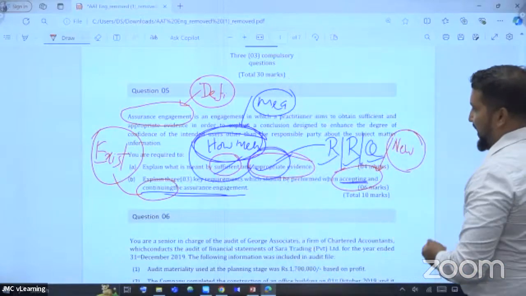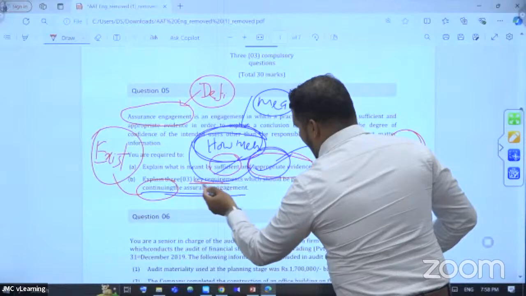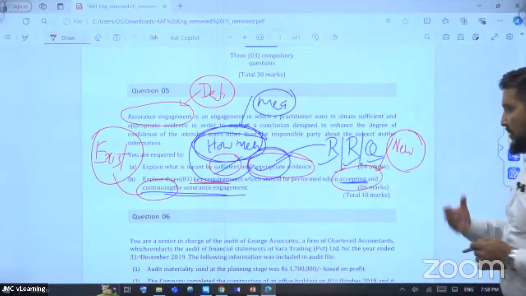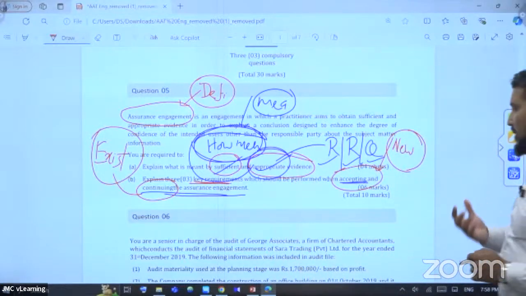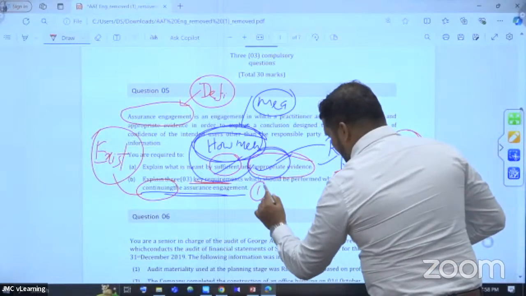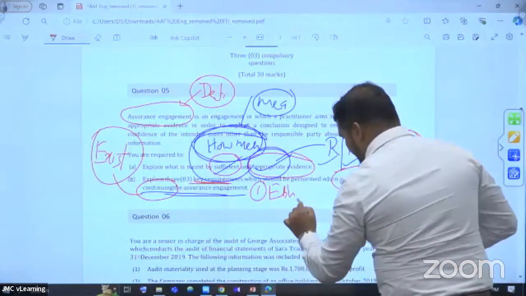So what are the 3 key requirements which need to be performed when you're accepting an assurance engagement? Number 1, you need to check whether you comply with ethical requirements.